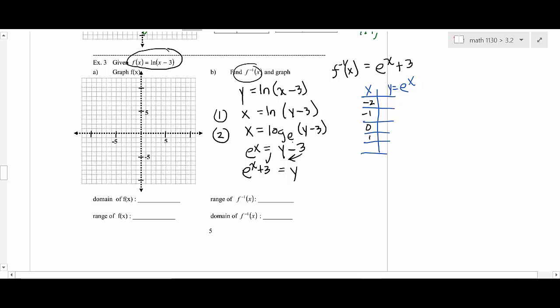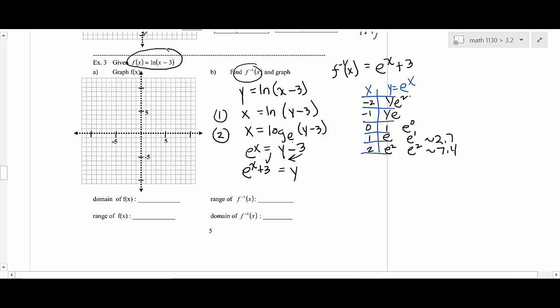Negative 2, negative 1, 0, 1, 2. We've already done this, so I'm going to do this super fast. e to the 0 is 1. e to the first is just e, which is about 2.7. e to the second, we'll write that as e squared, so that's about 7.4. These others would be 1 over e and 1 over e squared.